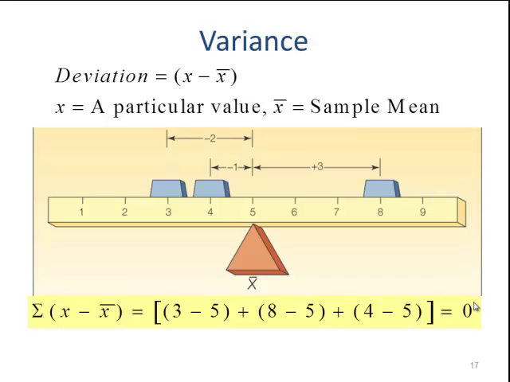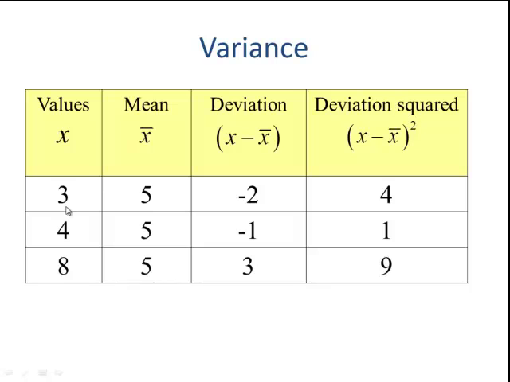So the easiest way to get around this is to take each of those values and square them. The negative numbers will become positive and the positive numbers will stay positive. So if we take 3 minus our mean 5, we get negative 2. 4 minus 5 is negative 1. 8 minus 5 is 3. So if we square each of these deviations, negative 2 squared becomes 4, negative 1 squared becomes 1, and 3 squared becomes 9. Now these are all positive numbers.